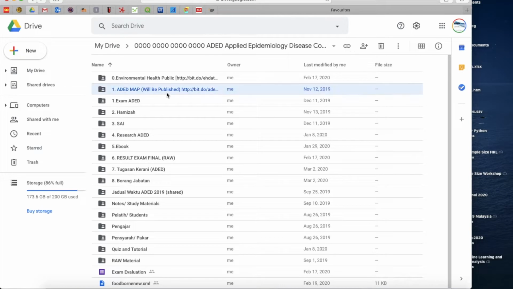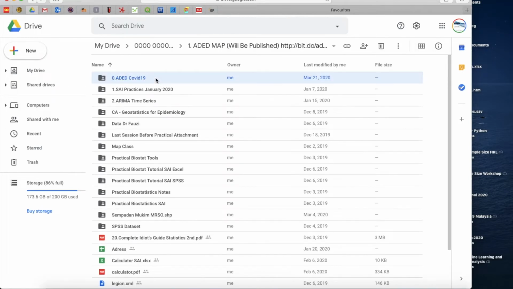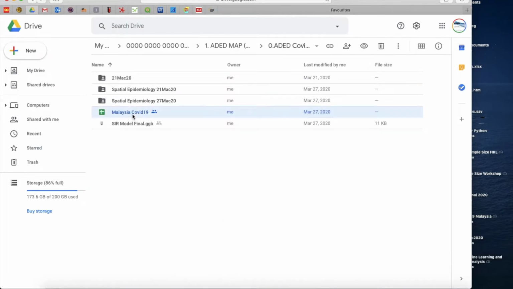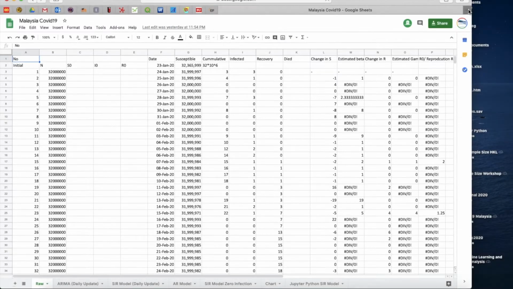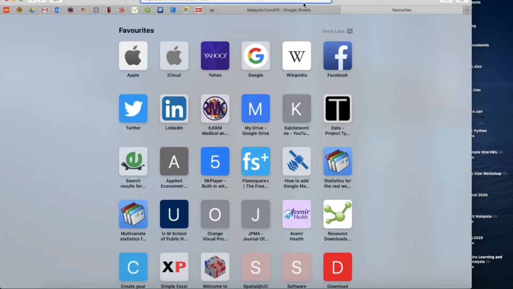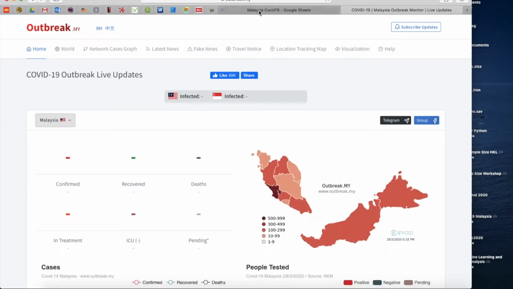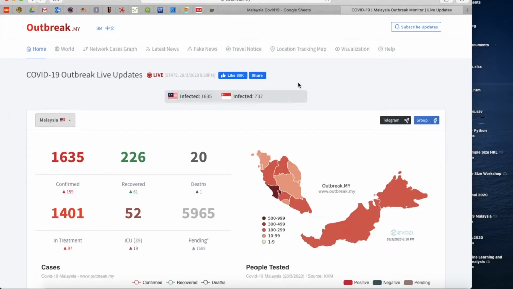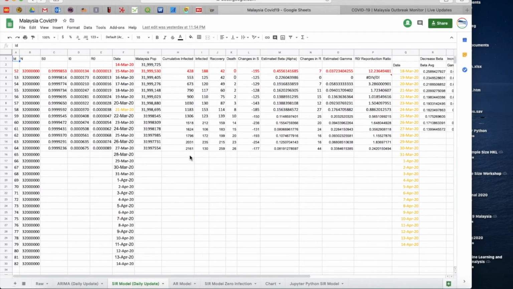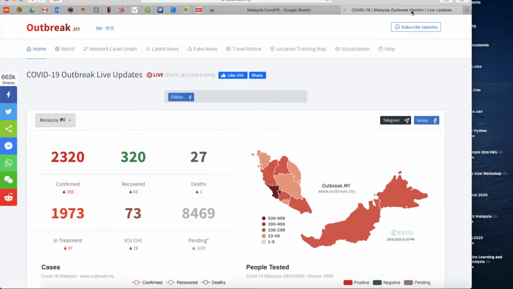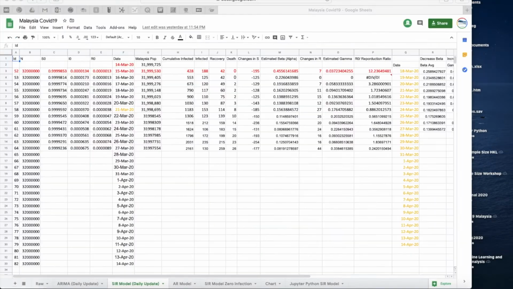My database will be very helpful, especially if you are about to understand the idea of the disease transmission outbreak of COVID-19. The main source that I usually refer to is outbreak.my. It is one of the accurate sources that I'm going to use for my prediction model. So what I need to do is just copy the data from here.